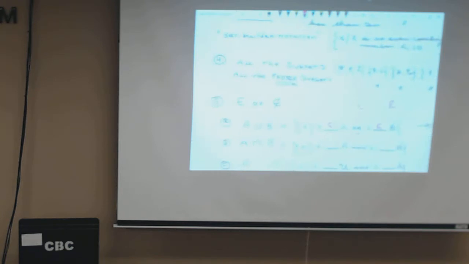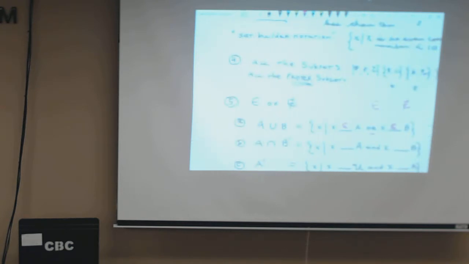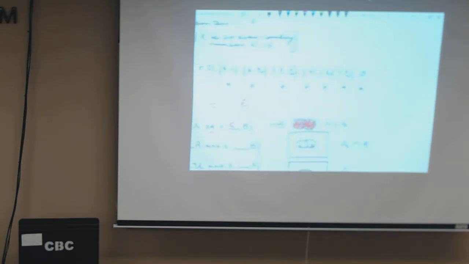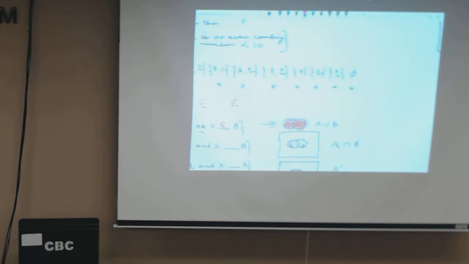Now let's go to the next one. A intersect B prime, the complement of B. So I come over here to here's A. And where does it intersect? B prime. That would be everything outside of B. Everybody agree?